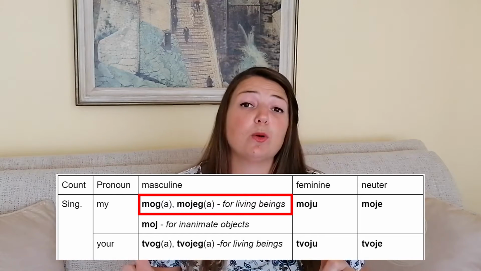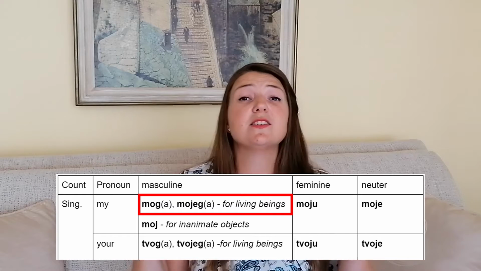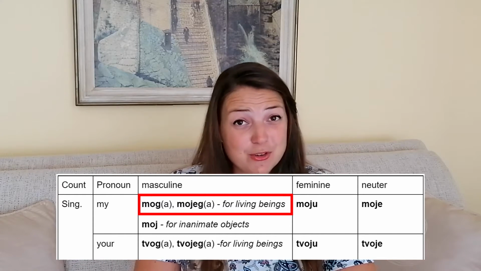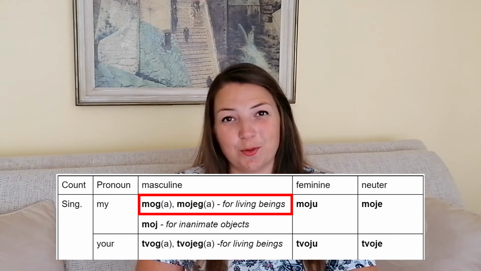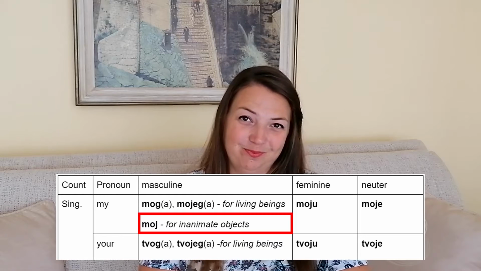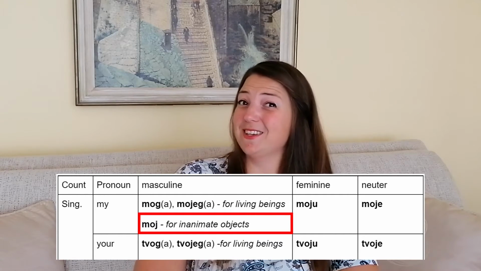But this is just a form for living beings. Unfortunately, Croatian likes to complicate our lives. So if you're talking about inanimate objects, there is a different form. Yes. And this form is moj. Okay? Does it remind you of anything?